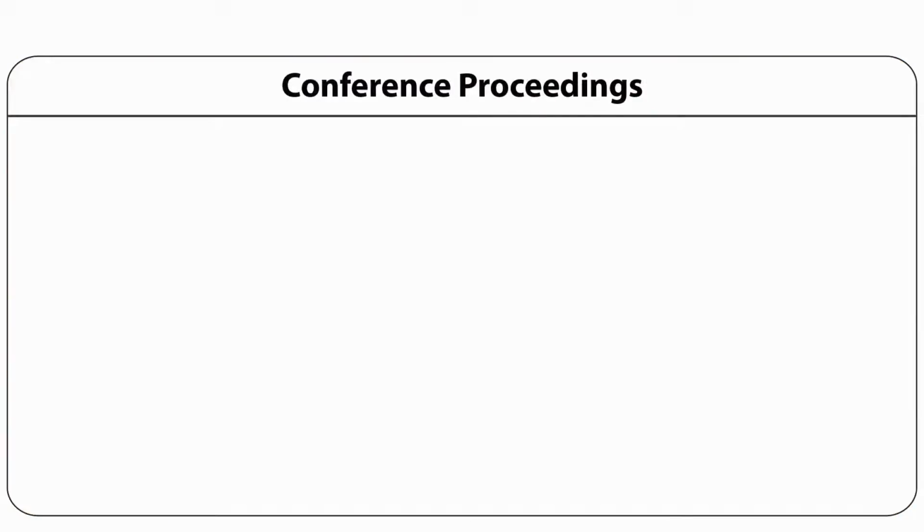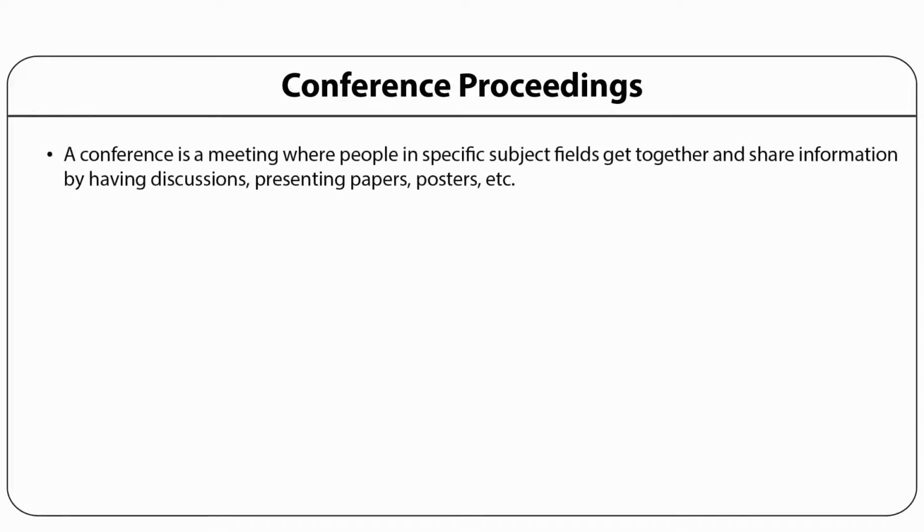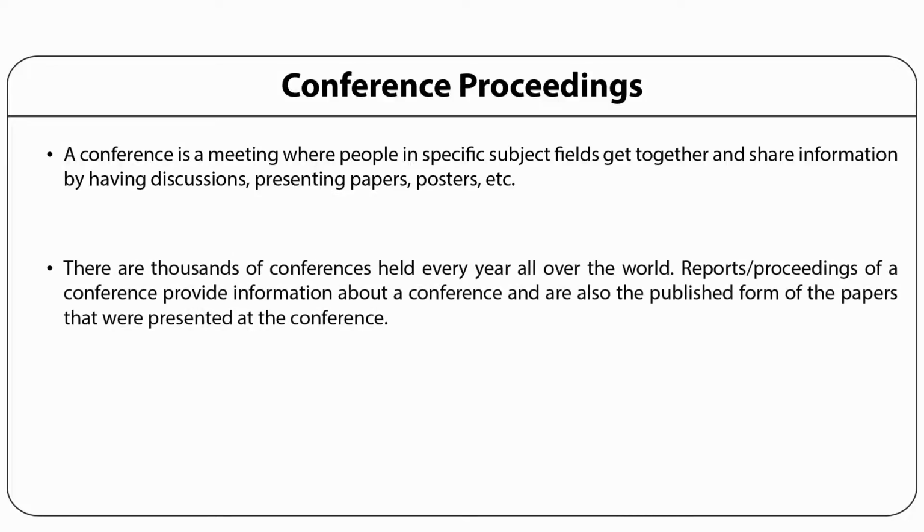Next source in this category are the conference proceedings. A conference is a meeting where people in specific subject fields get together and share information by having discussions, presenting papers, posters, etc. There are hundreds and thousands of conferences held every year all over the world.